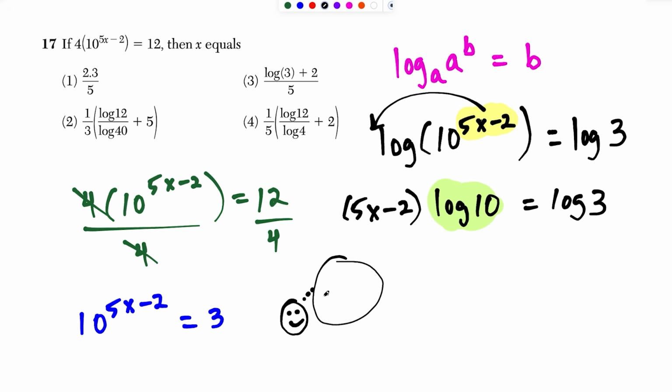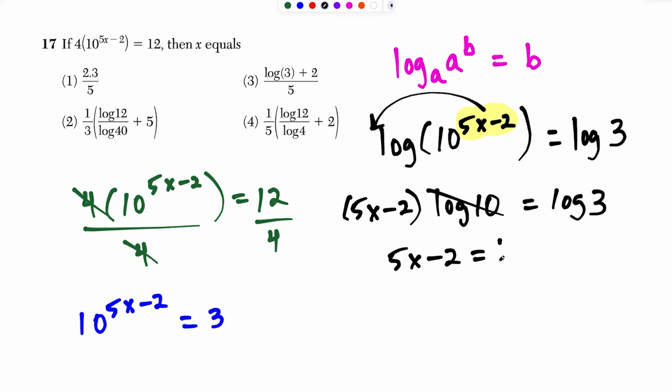I ask myself, 10 is the base of the log to the blank power is equal to 10, and the mystery value would be 1. So that's how I know this value over here is equal to 1. Okay, but otherwise, once again, you could just use a calculator for something like this, and this term basically just wipes out. So I get 5x minus 2 is equal to log 3.